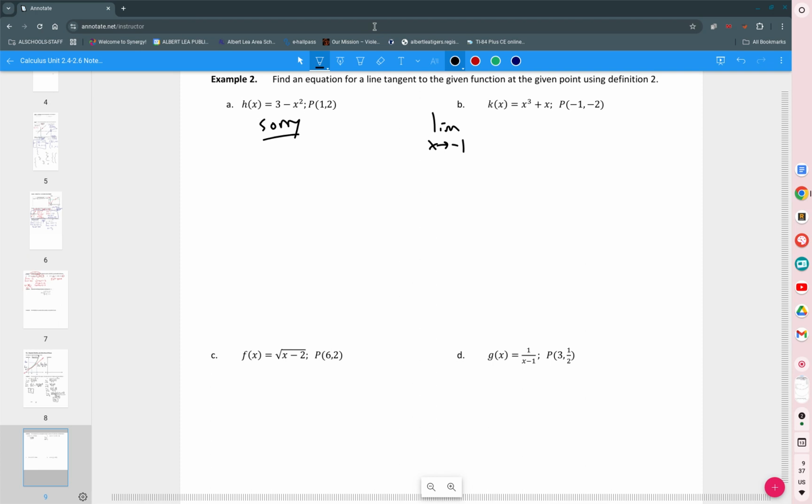Limit as x approaches negative 1 of x cubed plus x plus 2 divided by x plus 1. Do we have a formula for factoring that type of expression?